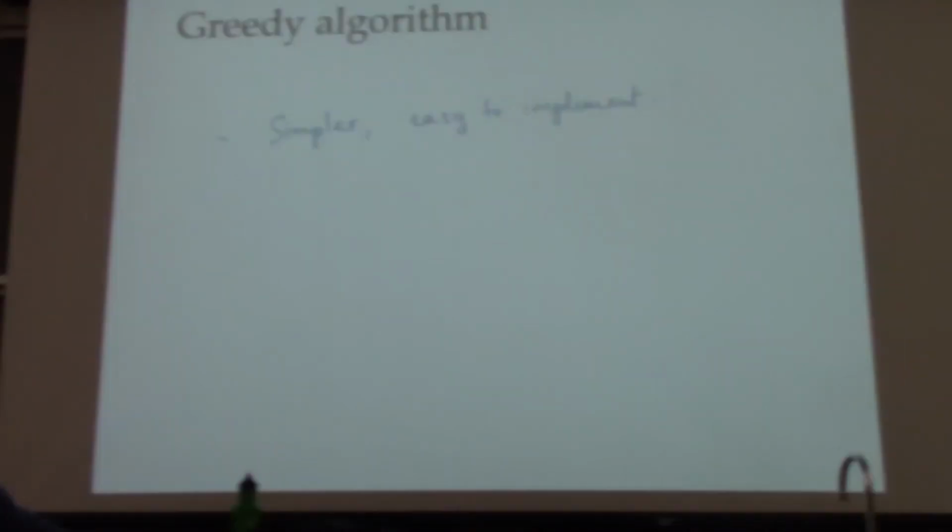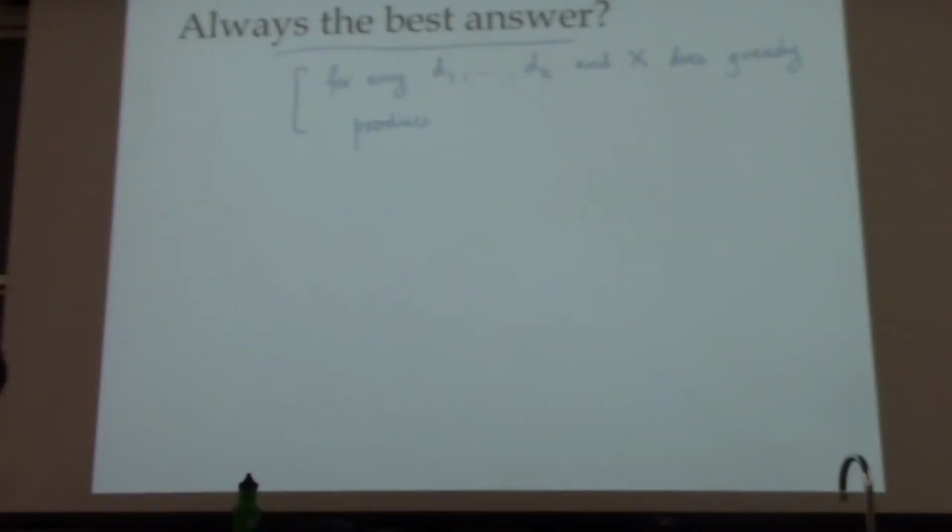And so the question is, is this correct? Okay, so it's also natural, right? So you would want to do something like this, but is this always correct? So in the sense that, is the answer produced correct? So what do we have to show? We have to show that for any d1 through dk and x, does greedy produce the minimum number of coins?